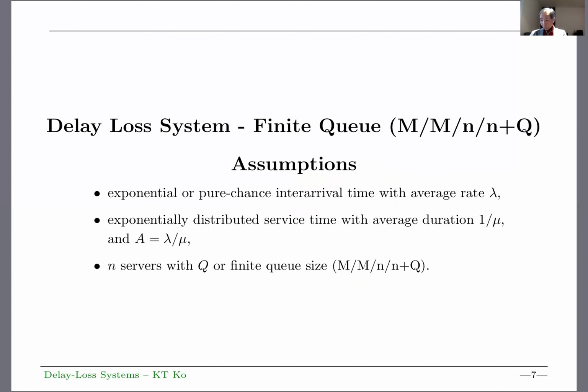Okay. Now, the one we look at is when the queue size is neither 0, as in the Erlang loss case, nor infinite, as in the Erlang delay system. It's a finite value, which is a reasonable scenario, because normally you have a limited buffer size and so on. So basically we have the same definitions: average arrival rate, and exponential or pure chance interarrival times, okay? And the service time is also exponentially distributed, with an average duration of 1 over mu. Okay? So traffic intensity is lambda over mu. You have n servers, you have q buffer. Okay, so that is our understanding of it.